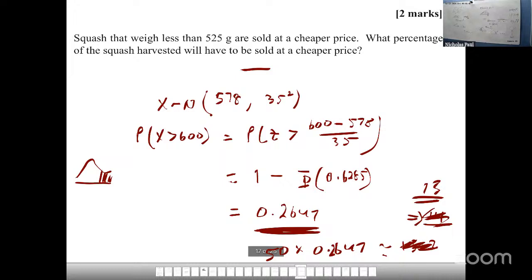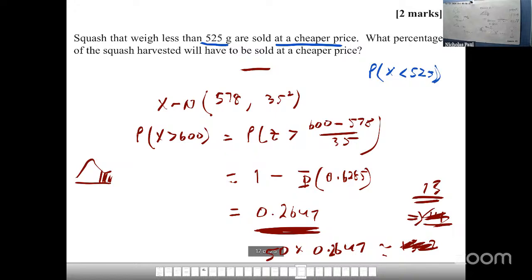Alright, ready? Let's go again. I think one answer for this one. Squashes that weigh less than 525 are sold at a cheaper price. What percentage of the squash harvest will be sold at the cheaper price?